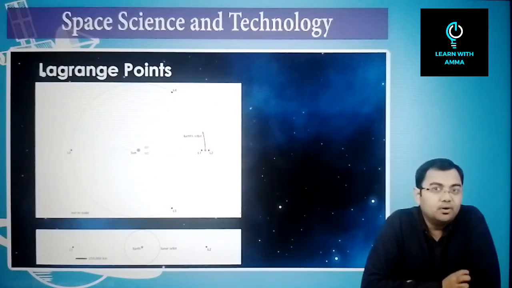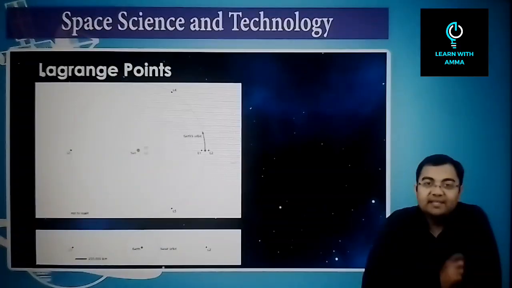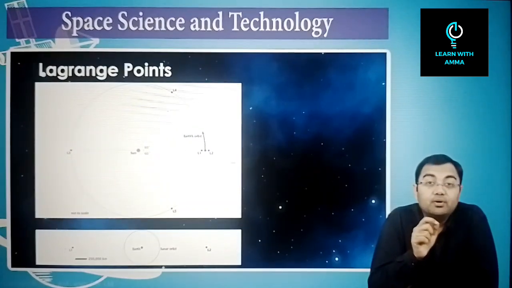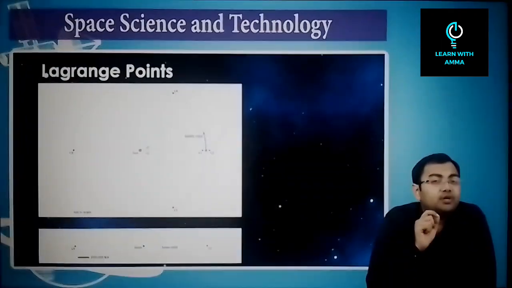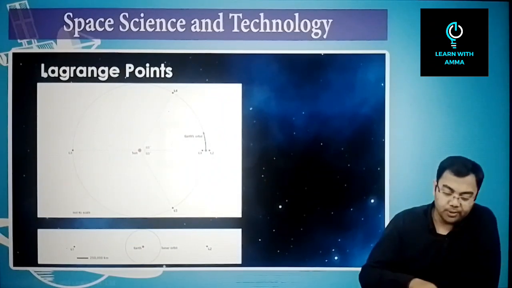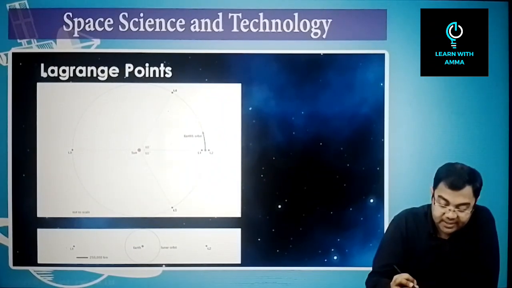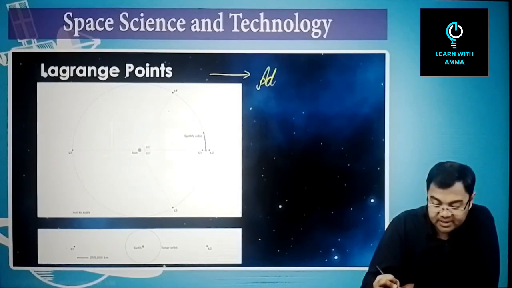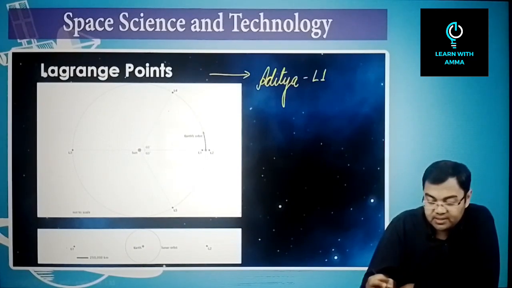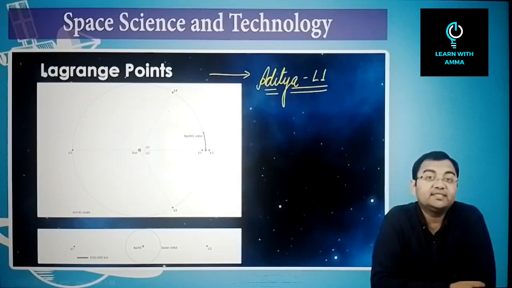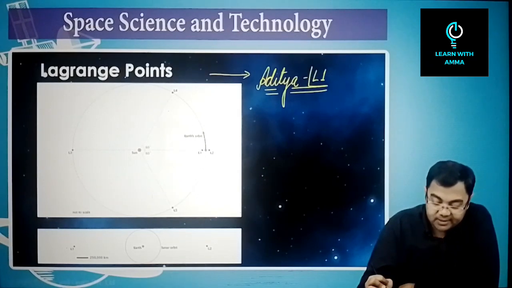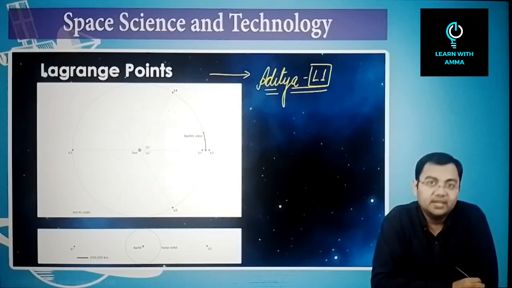Continuing on the discussion on the different kinds of orbits, there is a very special set of points that we have, and these special points are called Lagrange points. Now, the knowledge of Lagrange points becomes very important for you because we will very soon be launching Aditya L1. You might have heard of this particular project of ISRO, Aditya L1, our own probe to the sun.